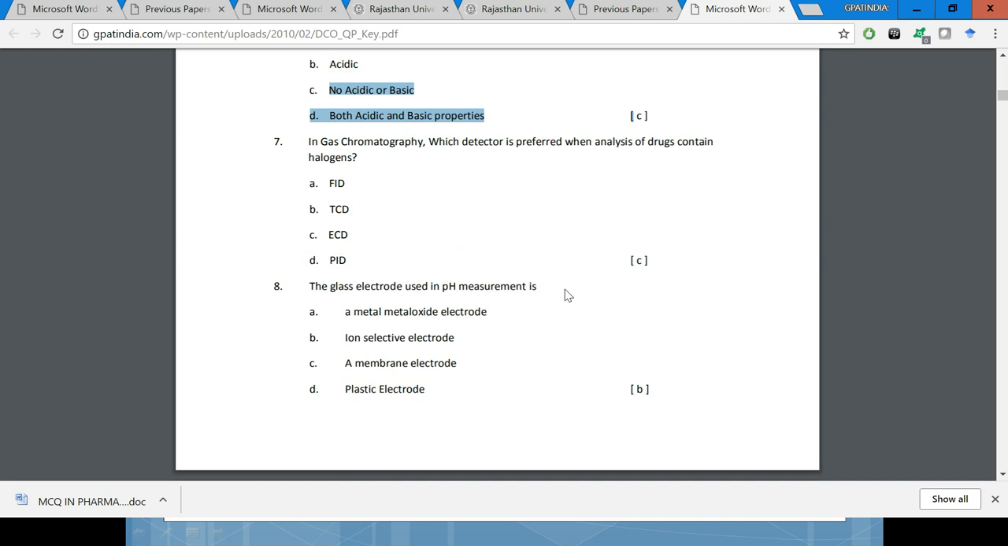Next question is, in gas chromatography, which detector is preferred when analyzing a drug containing halogen? I would say it's ECD, electron capture detector, because it measures the electron capture degree by using a radioactive beta particle. It is commonly used to detect carbonyls, nitrogens, halogens, nitro compounds, and organometallics, which are electronegative and electron withdrawing compounds. So correct answer is C.